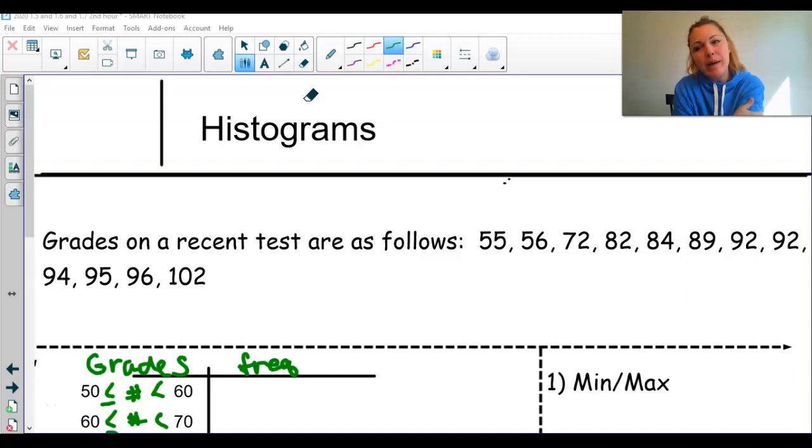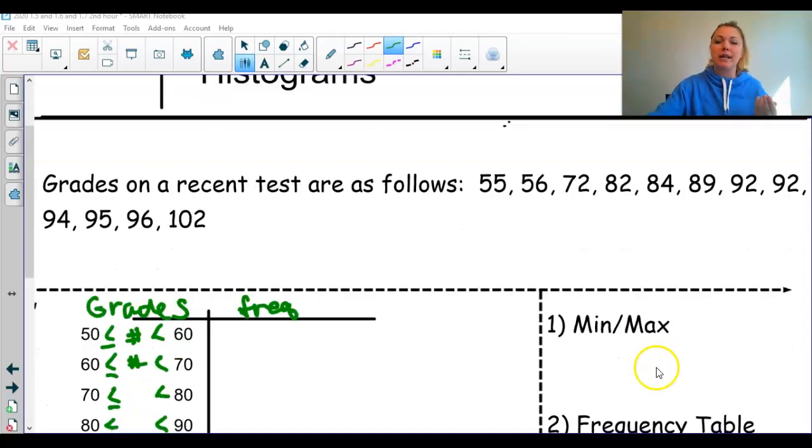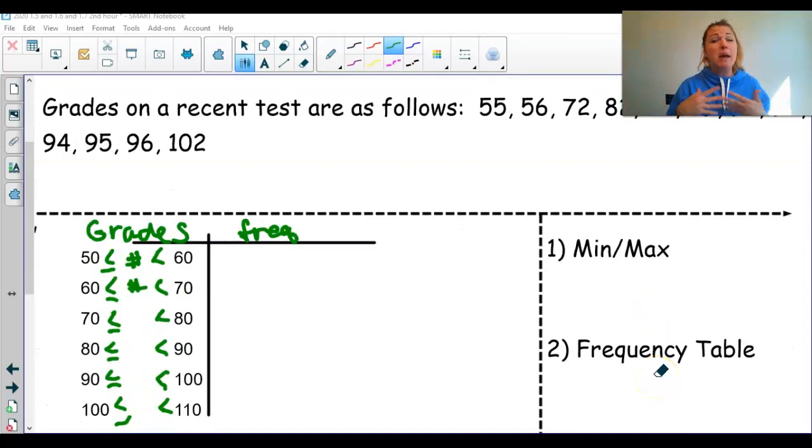So continuing with displaying our quantitative data, we have the same data that we had with the stem plot, and we want to look at this and say, okay, we want a histogram this time. So I want to look at the min and the max. The reason is I want to organize this data into a frequency table first before I actually do the histogram, okay?